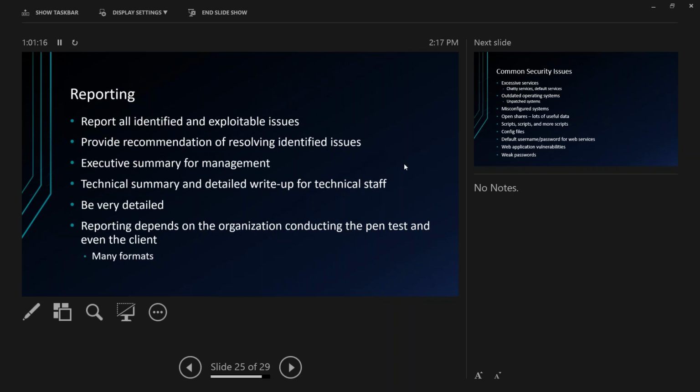Provide recommendations for resolving. You're not only identifying the issue. As a technical person, you may not be a subject matter expert with a particular technology, but you should be able to guide them in the right direction. Say, well, I'm not an expert, but this is how I would do it. But you have to test it because it might break something that you already have running if you fix a particular issue. So you'll have to test it. But this is my recommendation.